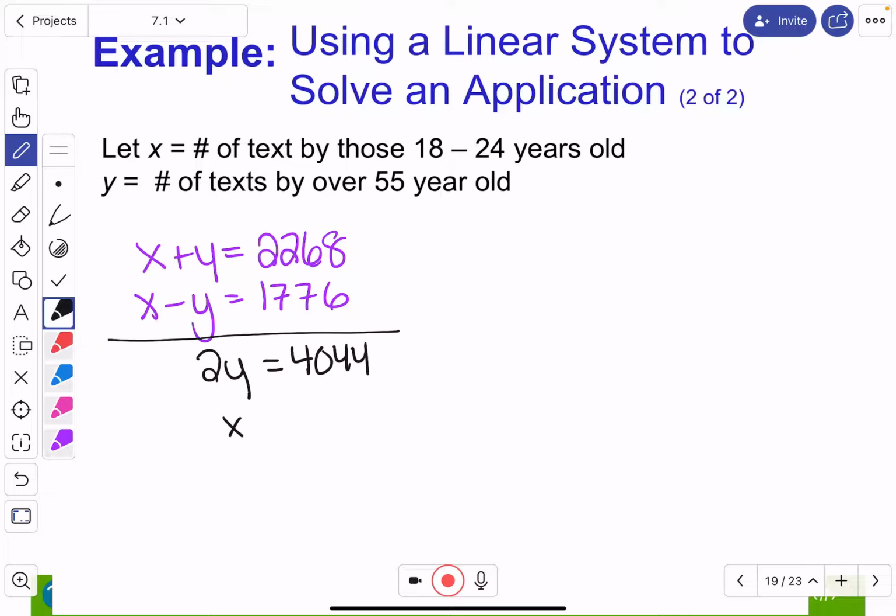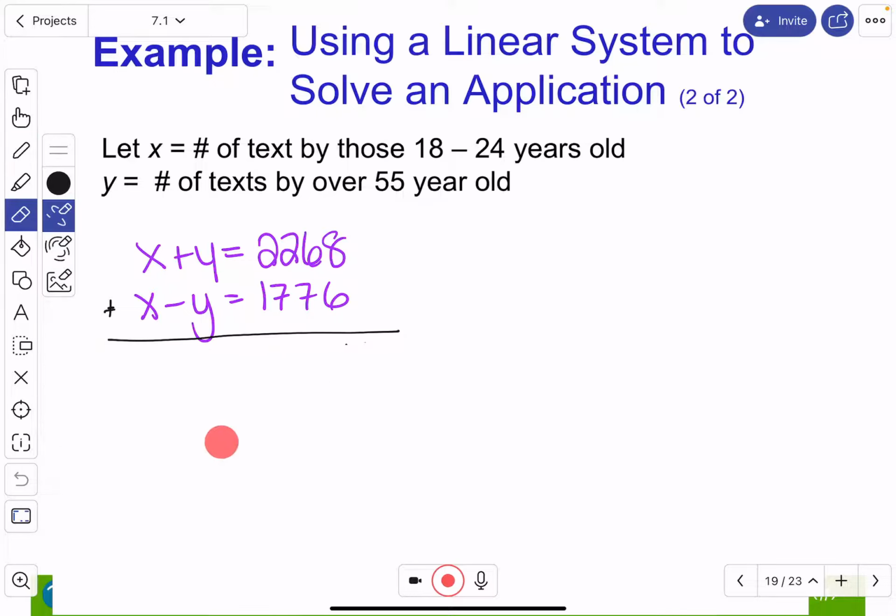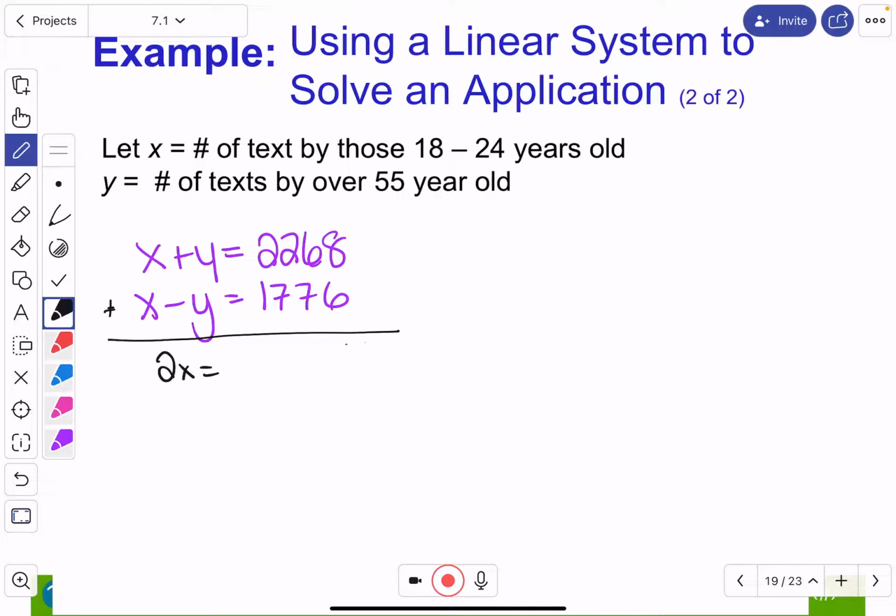Hold on. 2x, same side. Oh, so what am I doing here? X plus x, we're adding. X plus x is 2x. Y plus negative y cancels out. Add those up. We get 2x equals 4,044. Divide both sides by 2. The 18 to 15-year-olds sent 2,022.